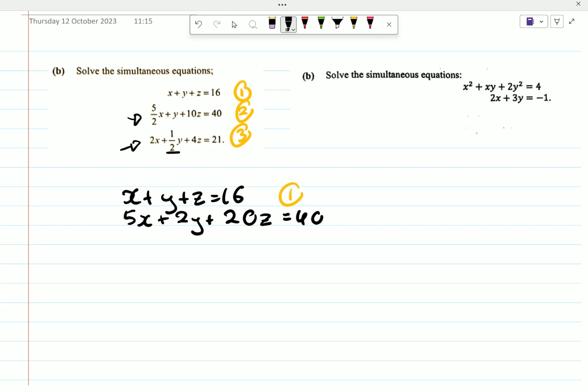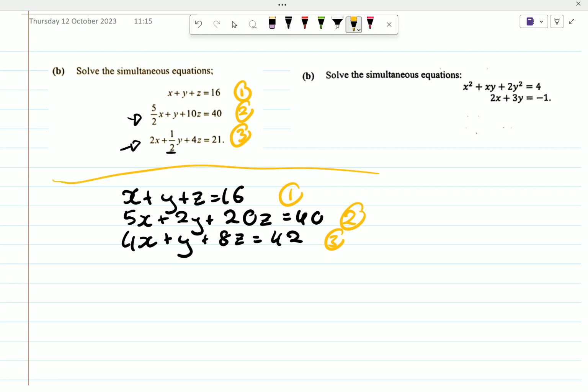And we're going to multiply this one by 2 as well. So this one is equation 2. And multiply equation 3 by 2. 4x plus y plus 8z equal to 42. That's equation 3. So now you can consider this like the start of the question.